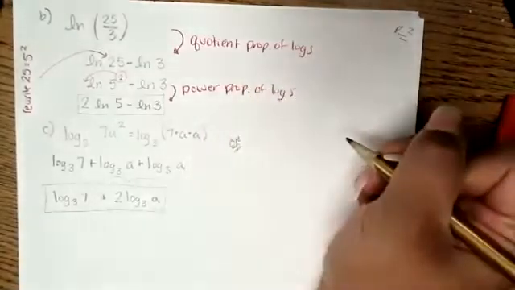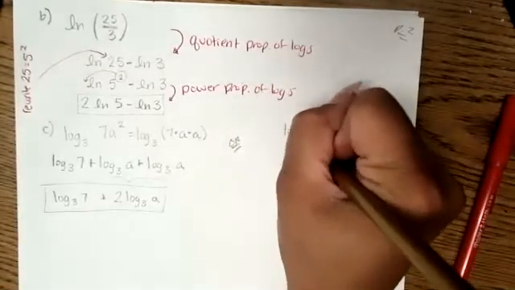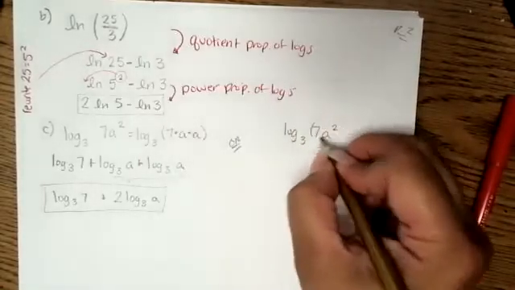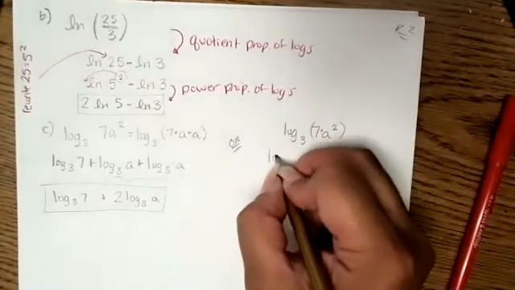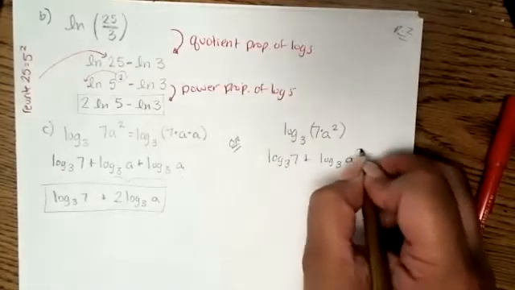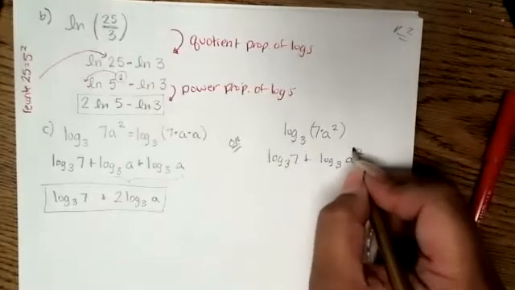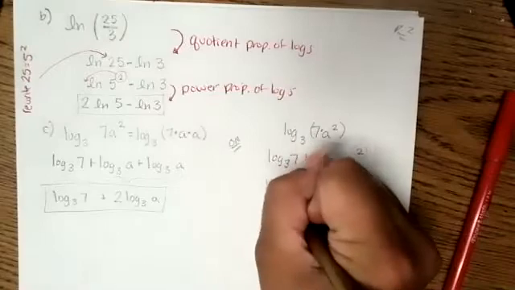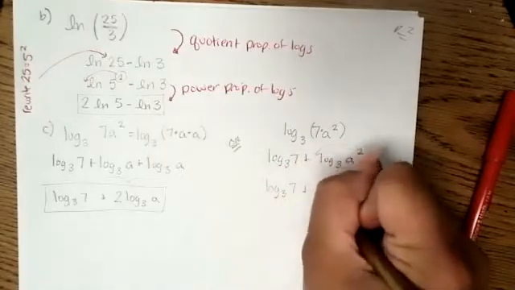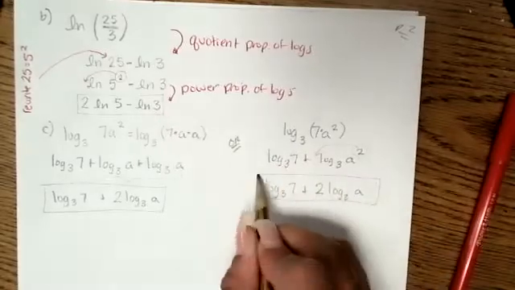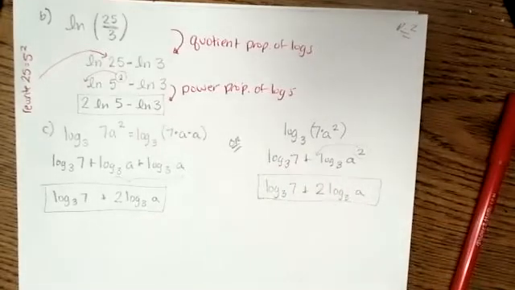Or another way to do it, if you have log 3 of 7a squared, I can separate this into log 3 of 7 plus log 3 of a squared. And if you have an exponent, it's going to go out to the front. So then this is going to be log 3 of 7 plus 2 log 3 of a. So I still got the same answer, just came about it two different ways.